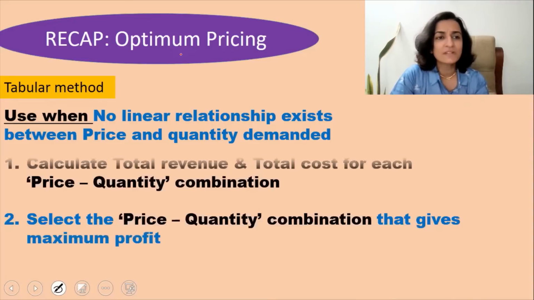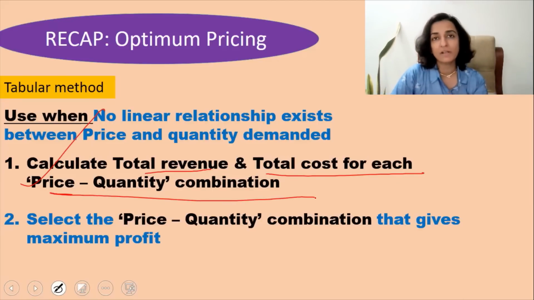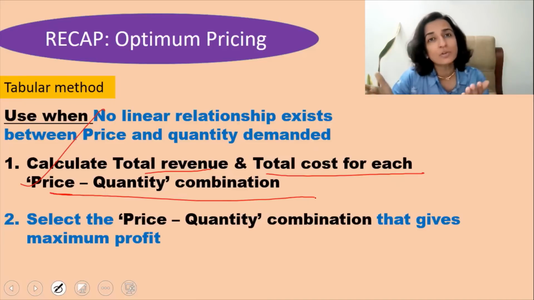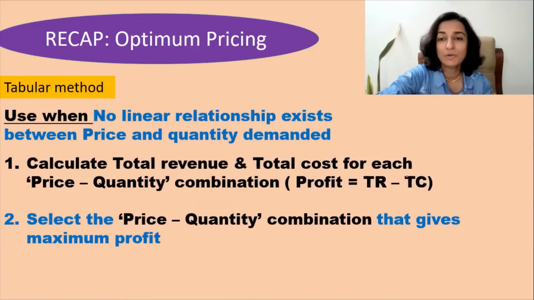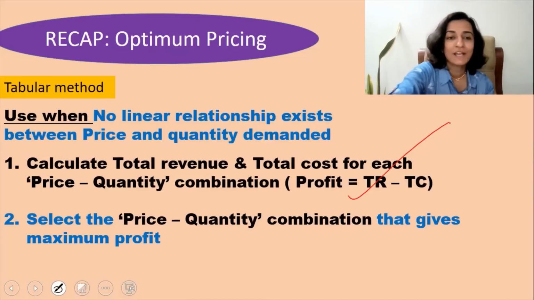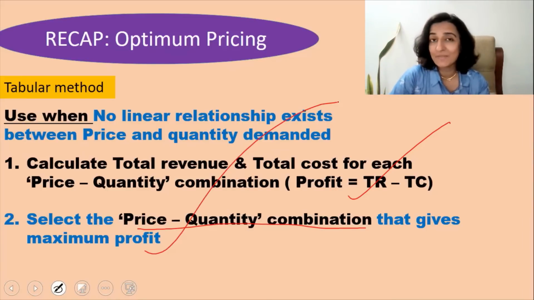And what are the steps? First, you have to calculate the total revenue and the total cost for each of the price quantity combinations. So in the table, for each row, you have to calculate the total revenue and the total cost. And we know that profit is equal to total revenue minus total cost. You have to select the price quantity combination that gives the maximum profit.